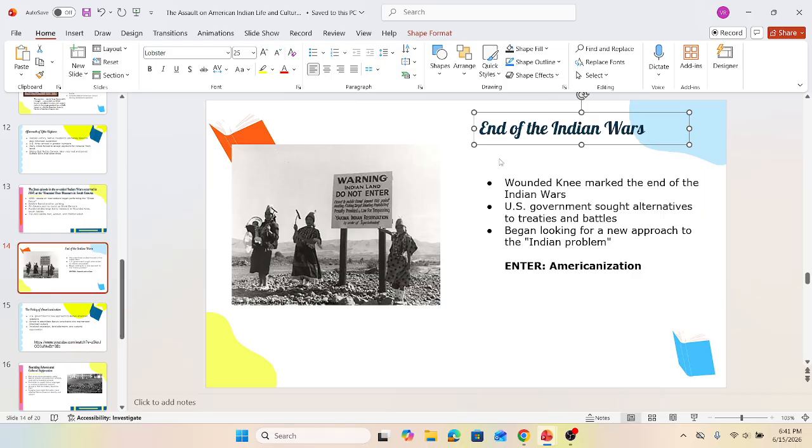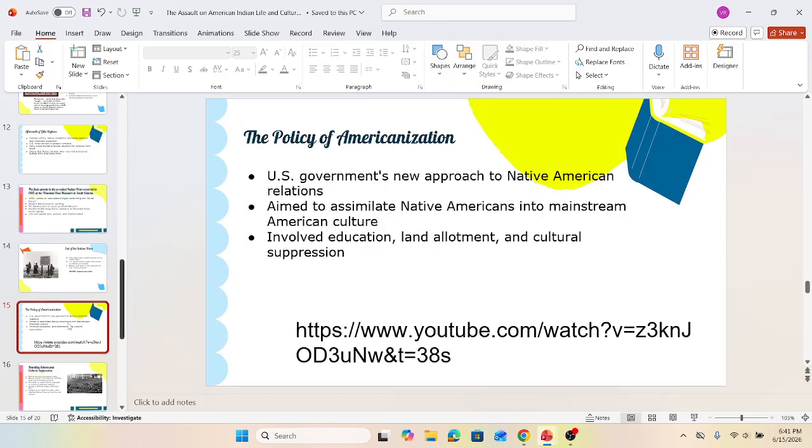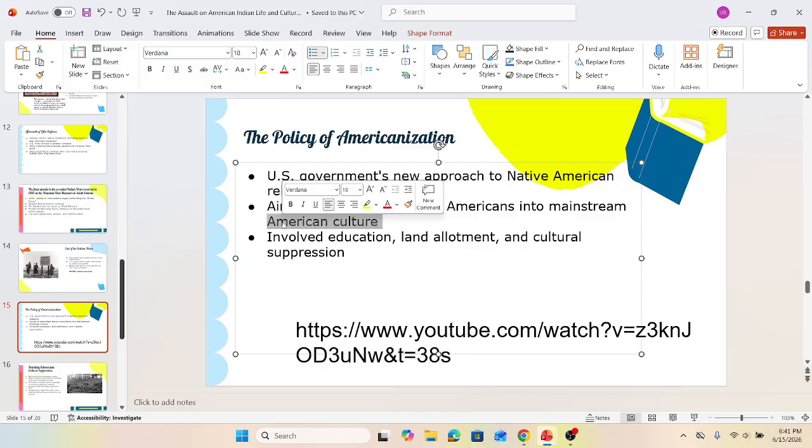which is where we get Americanization. This is the second part of our lesson today, Americanization. If we can't remove these Native American people and keep them in one place, let's turn them American. And so we see the beginning of the U.S. government approaching Native American relations with the goal of assimilating them into mainstream American culture. This was not a good thing for Native Americans. We'll talk about this more as we move forward.